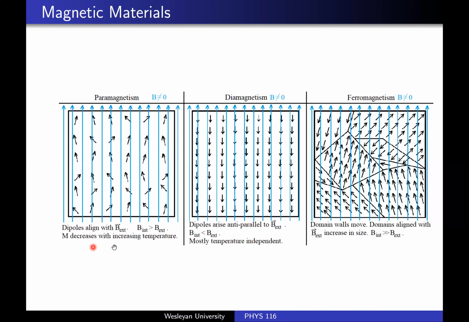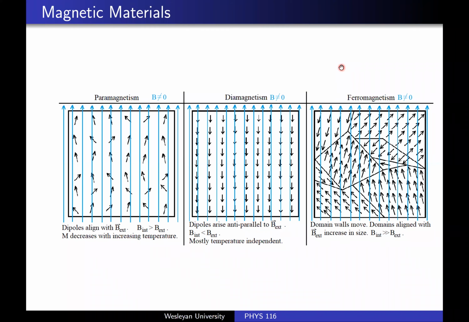And so, as we said before, if you increase the temperature, you increase the thermal energy. And they become somewhat misaligned, and the contribution from the dipoles goes down, and B internal gets closer to just B external. So the magnetization, which is talking about these internal dipole moments per unit volume, decreases with increasing temperature.